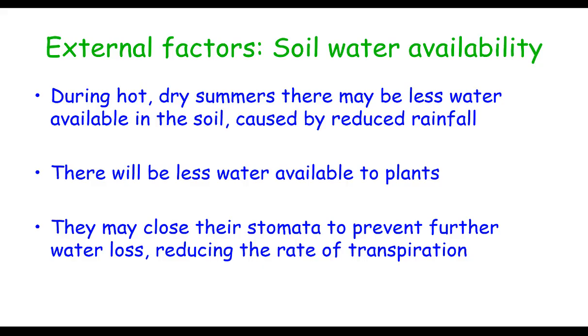The final external factor then is soil water availability. So this is basically how much water there is available in the soil. During hot, dry summers, there may be less water available in the soil caused by reduced rainfall. There will also be less water available to plants. So what plants will do is close their stomata to prevent further water loss, which reduces the rate of transpiration. So if there's not much water available in the soil, the rate of transpiration will be lower.